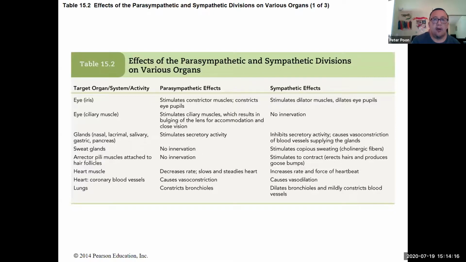So the key points to this: I want to make sure you know the difference between sympathetic and parasympathetic. I'm asking what different organs would do under sympathetic and parasympathetic, and then the differences between the two systems in terms of how long the postganglionic fibers are, what the neurotransmitter is, where it comes from, and so on.